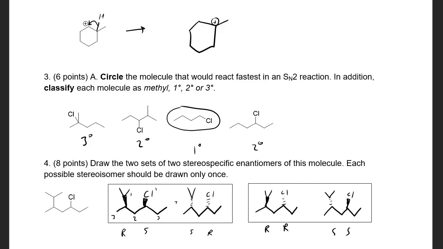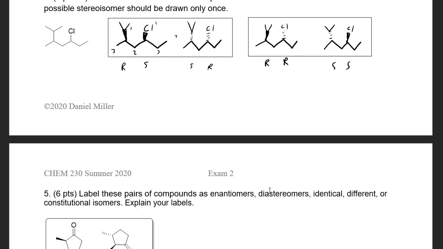Another way I could have drawn this is basically draw a mirror image reflection. I thought this was a little bit easier, but if you would have done a mirror image reflection, that would have been fine too, to assess which ones are enantiomers pretty quickly.